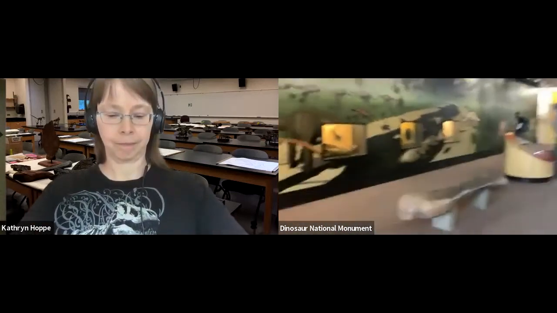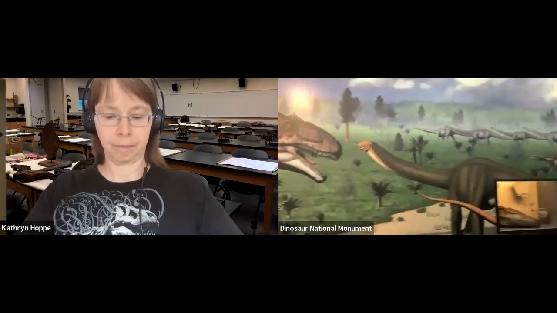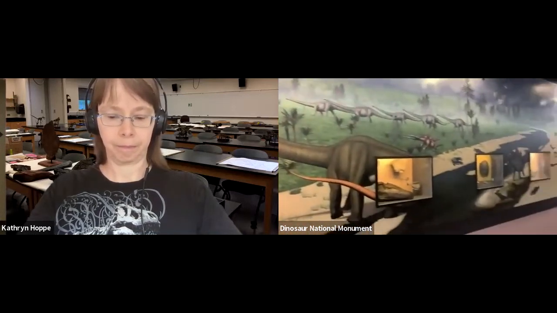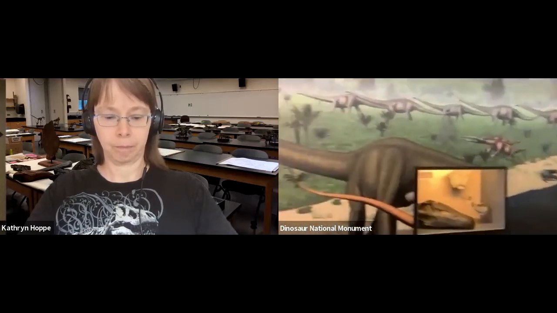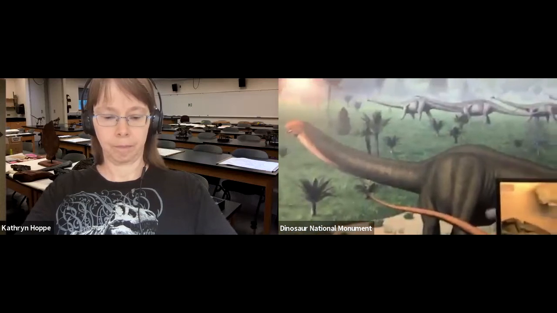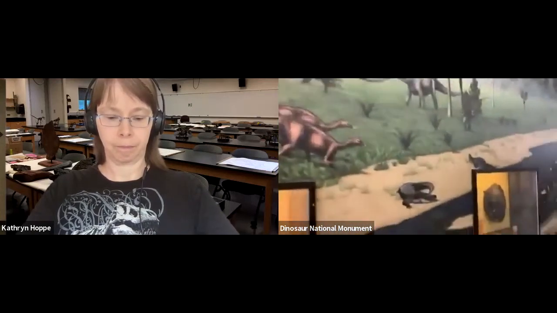So we're gonna go over here for a minute and just take a look at this mural. So this mural is just an artist's depiction of what we think it looked like 150 million years ago here. So there were, like I said, 10 different kinds of dinosaurs that are found in the quarry, but there are certainly other animals there as well.